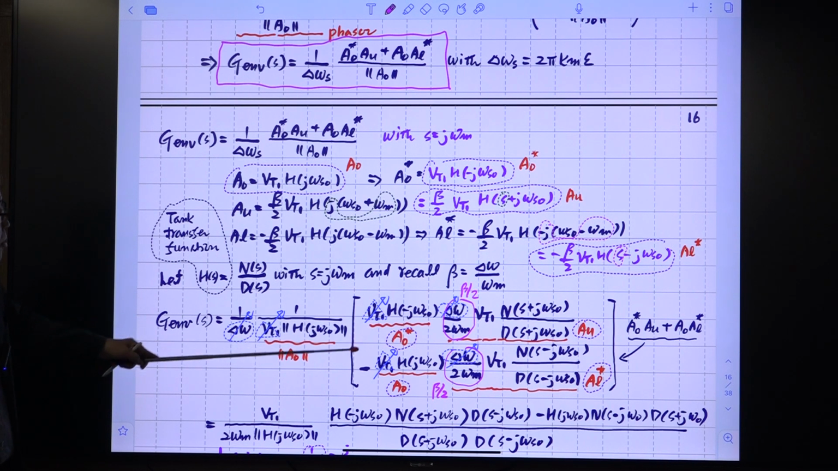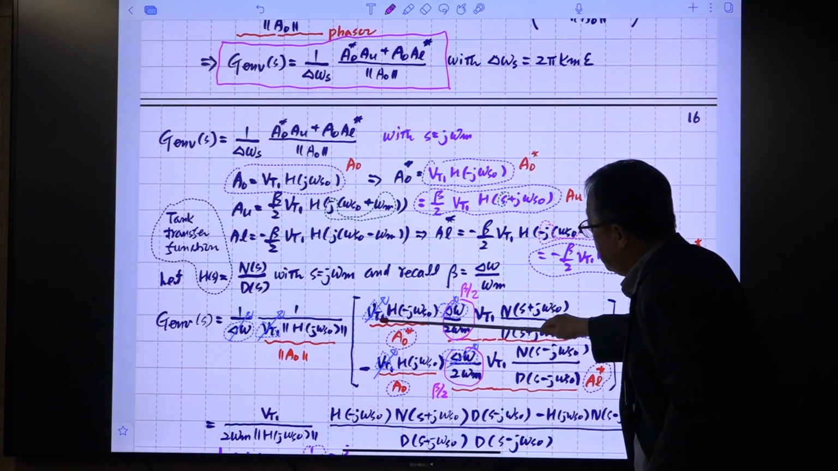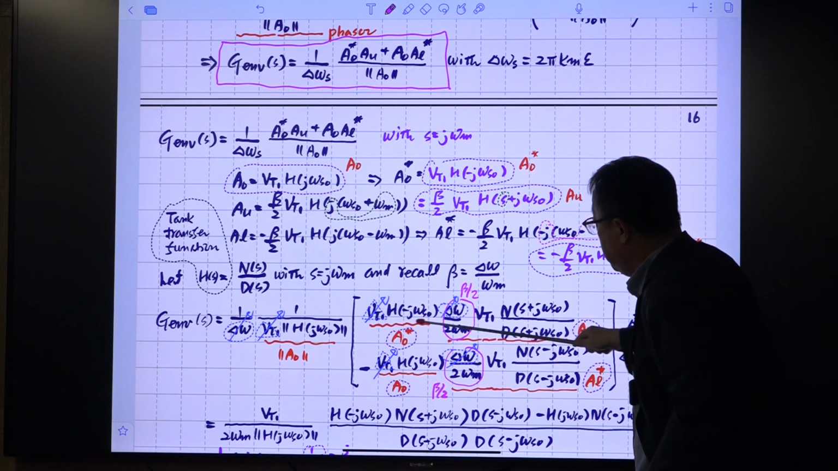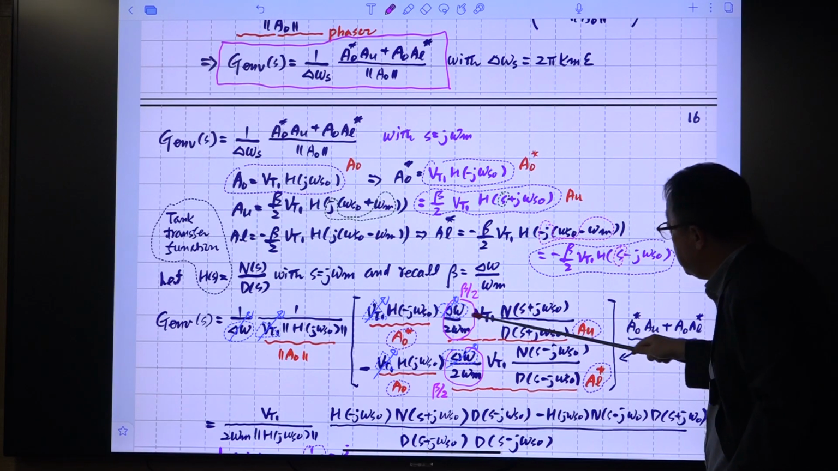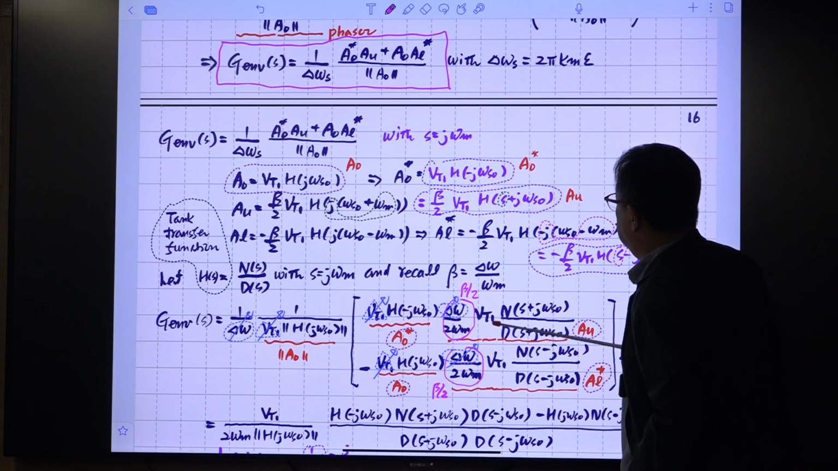One is beta. Okay, this is A naught conjugate. So you have the same thing with a minus sign in front of it, and this is beta. The definition of beta divided by 2. We have this, and this is with this second term with this one.